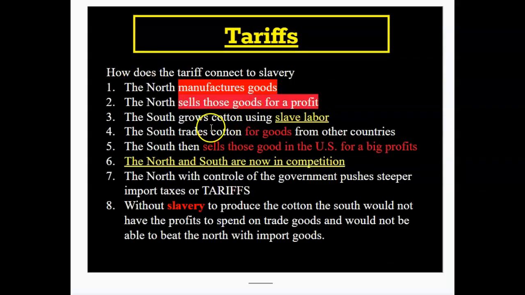This is a little more detail on how the tariffs work and the different components of them. So the idea of what's going on economically, how that affects the South. The North does not import, so they don't pay the tariff.